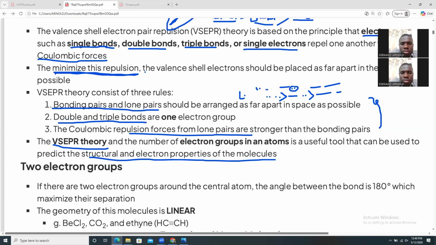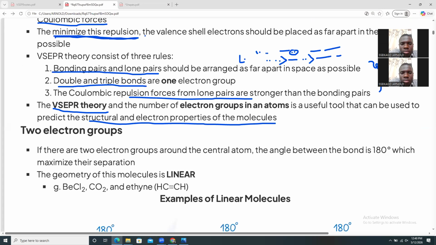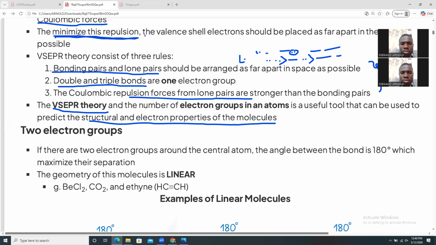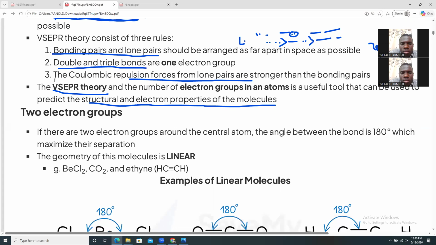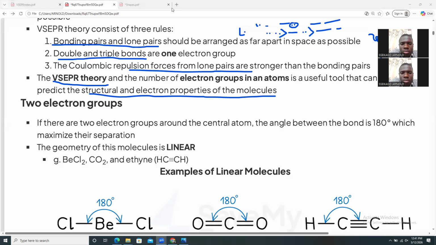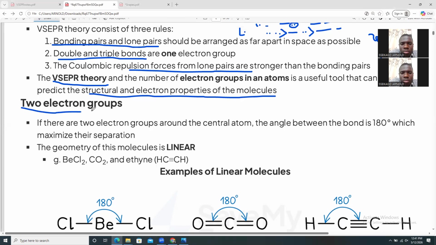So we continue with our series of exploration. So now we look at the simple shapes which molecules can take on. Now the first case of exploration is the case where one has two electronic groups. What are electronic groups?